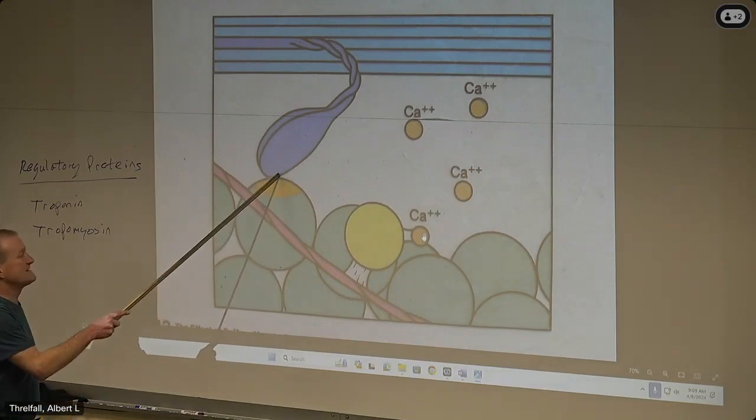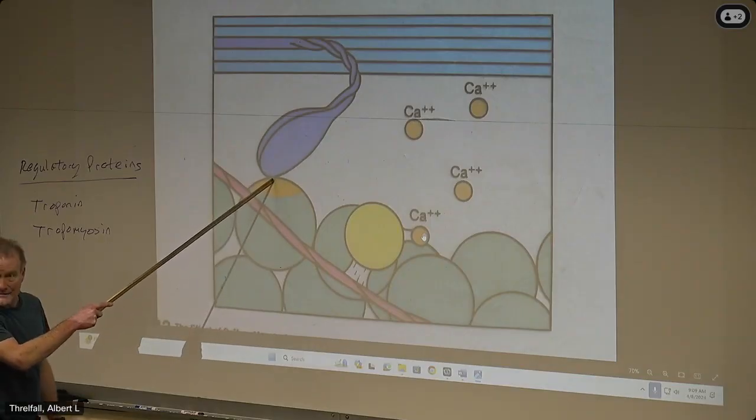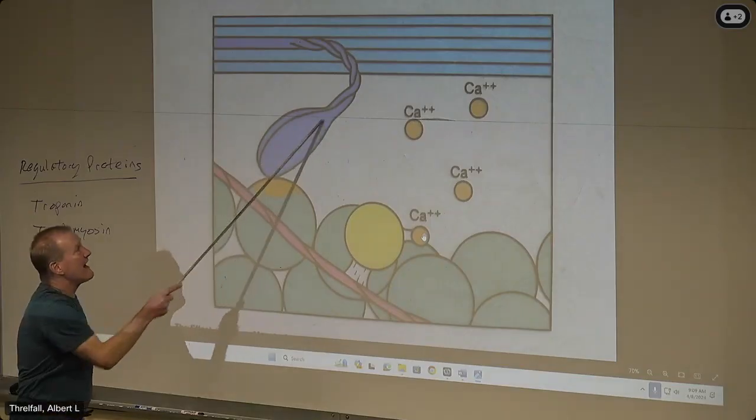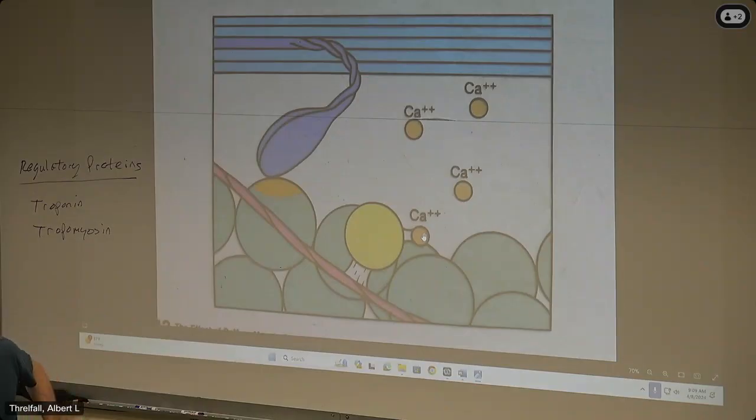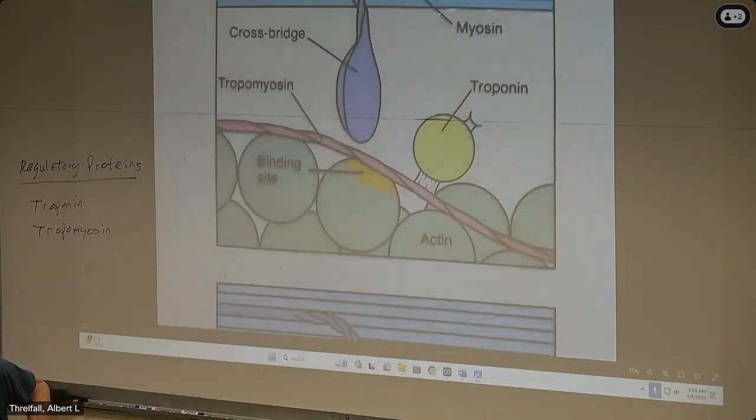And the head has not only bound, but look at the angle through the neck. So the head has bound and undergone a power stroke. Again, look at the angle through the neck there. Look at it here.